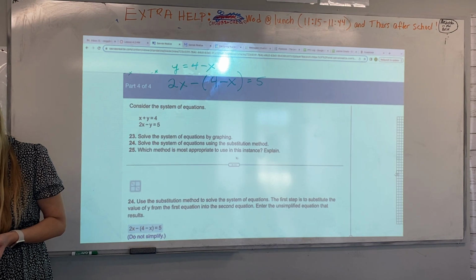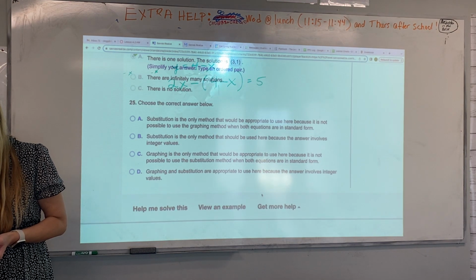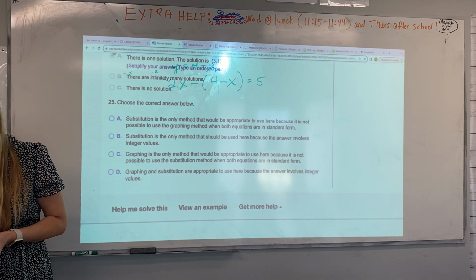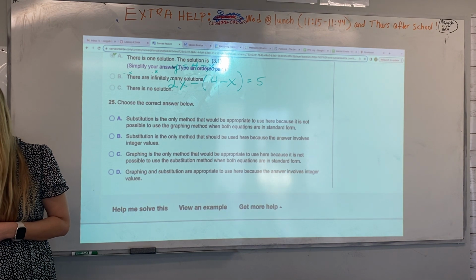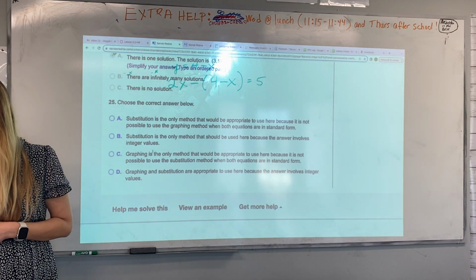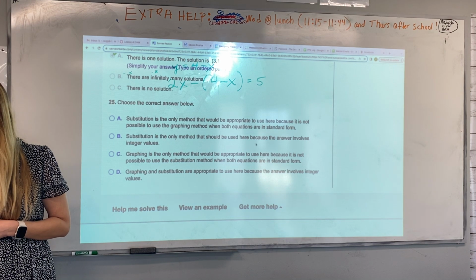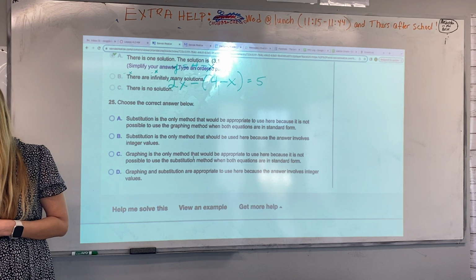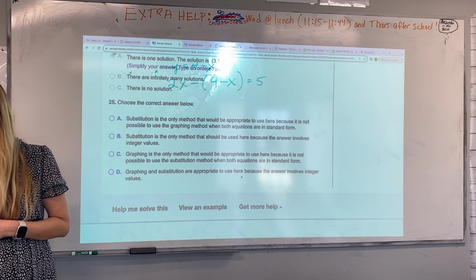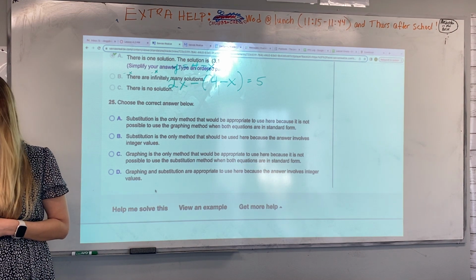It says, which method is most appropriate to use in this instance? Substitution is the only method that would be appropriate because it's not possible to graph. Substitution is the only method because the answer involves integer values. Graphing is the only method. Graphing and substitution are appropriate because the answer involves integer values. What do you think?